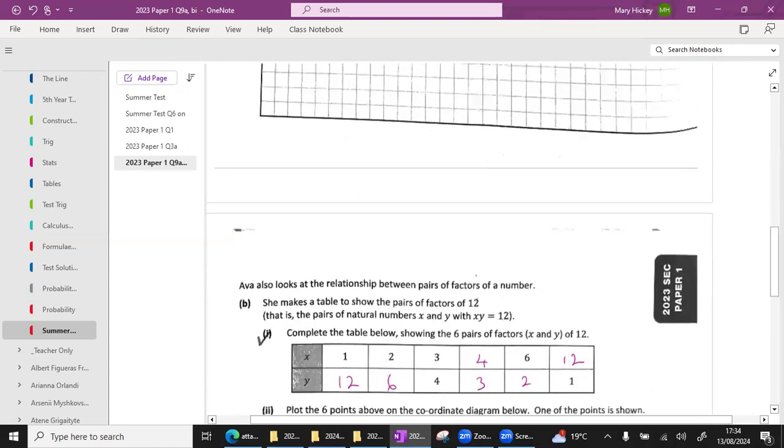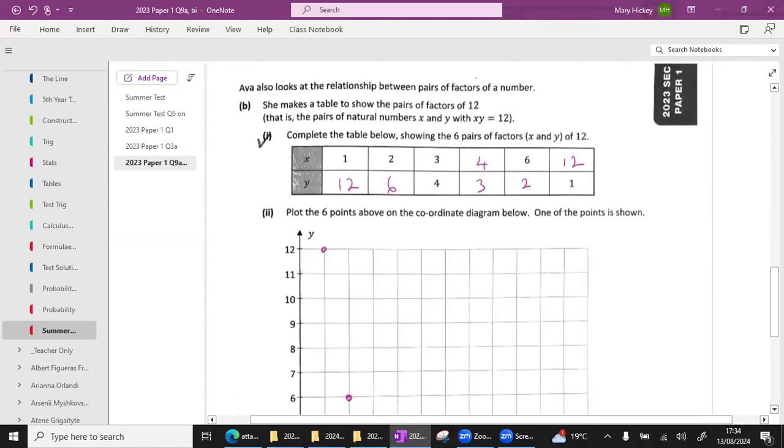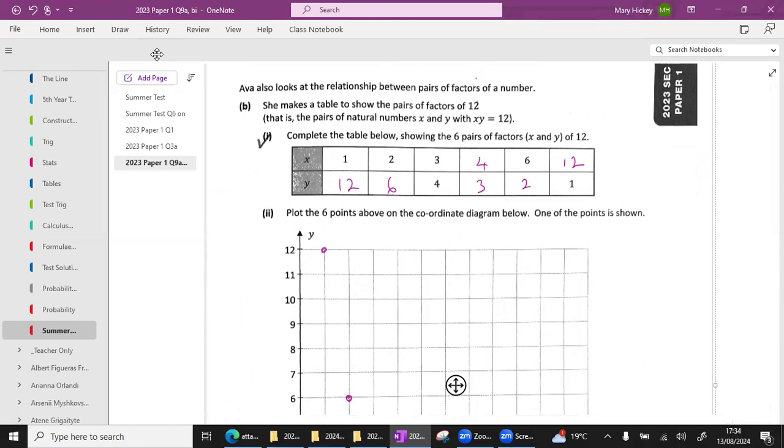And then B part 1. Oh yes, so this is just, we fill out the pairs. Again, it's basically what we've just done. If X is 1, Y is 12, because 1 by 12 makes 12. If X is 2, Y is 6, because 2 times 6 makes 12. That one's done for us already. 4 by 3 would have to be 12, 6 by 2 would be 12, and 12 by 1.